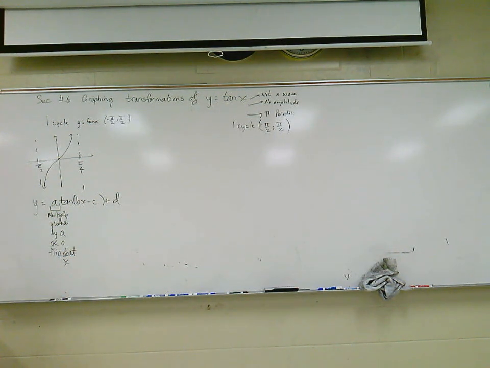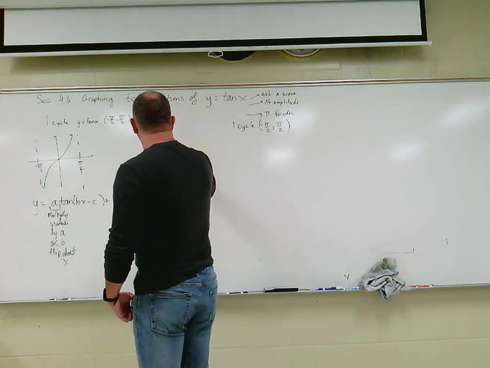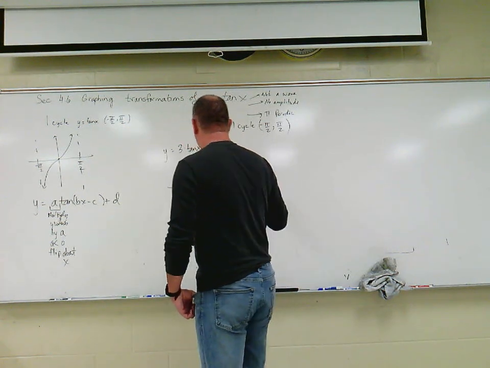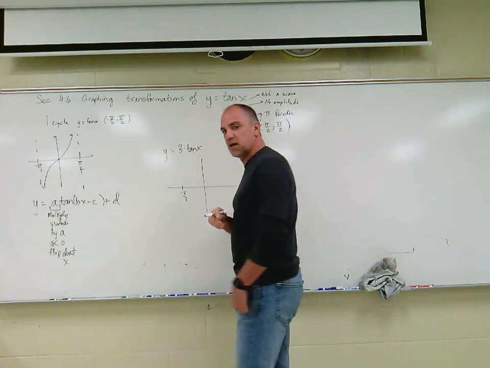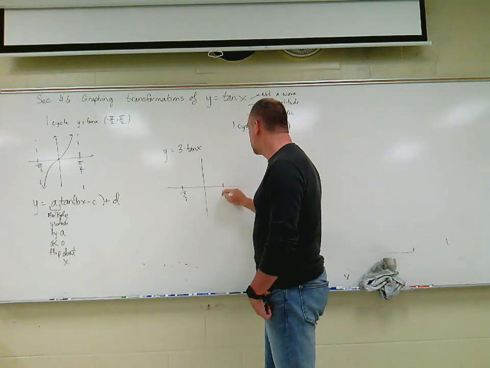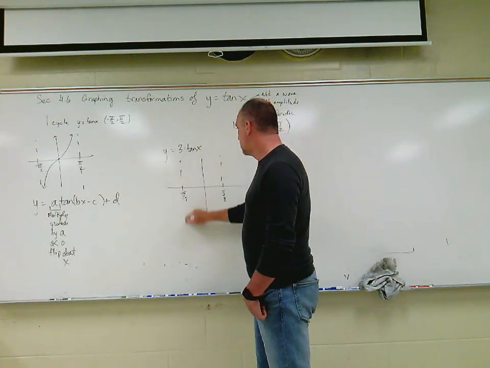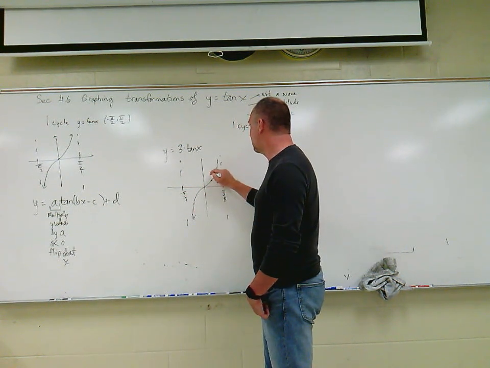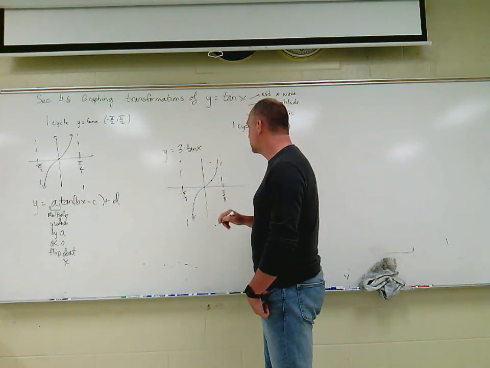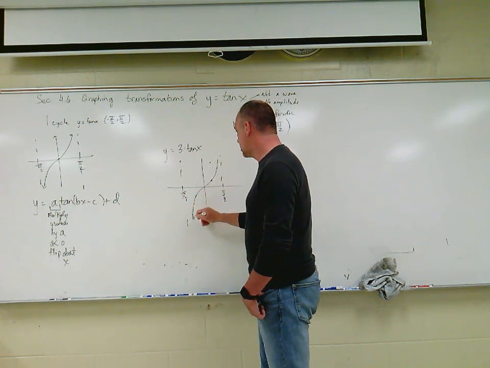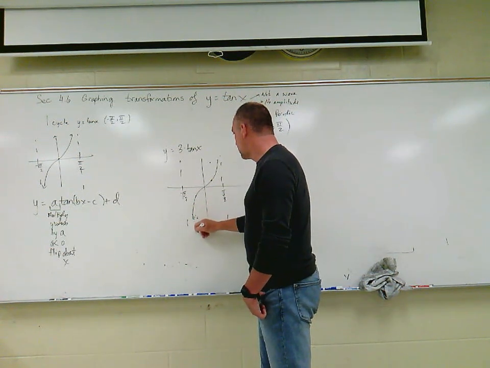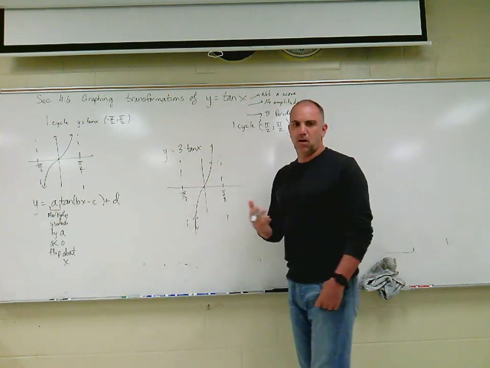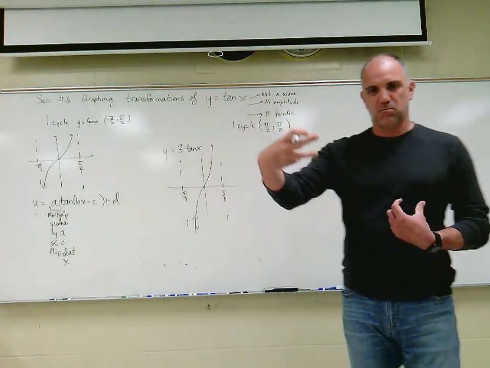So for instance, if I was asked to graph 3 times tangent x, well, what's that going to look like? Well, I know my main one cycle goes from negative pi over 2 to pi over 2. Right, and here's my basic graph. Well, I know that it's going to stretch by a factor of 3. So that point there is going to be 3 times higher than it was. And this point here is going to be 3 times further from there. And then I'll just simply go and make like a stretch. Okay. So I'm not really plotting points. I'm just going to stretch it.